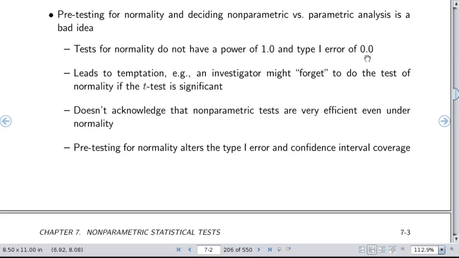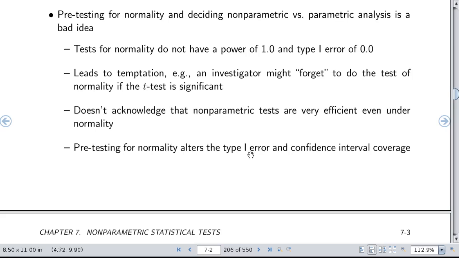And this can also lead to a temptation. An investigator who specifies that the data were going to be assessed for normality, and then would choose based on that, might forget to do the test of normality if he peeked with a t-test and the t-test had a very low p-value. So there's a little bit of temptation there. And I forgot to mention that another problem is the power could be too great. So with very large data sets, you might detect some non-normality that's really inconsequential because it's of a small magnitude. And then this idea of testing for normality doesn't acknowledge that nonparametric tests are very efficient even under normality.